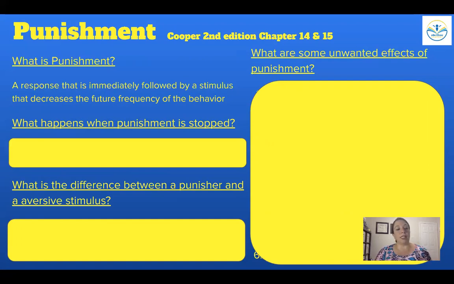So punishment is a response that is immediately followed by a stimulus that decreases the future frequency of behavior. And that's big. It's always going to decrease the future frequency of a behavior, not increase it, because if we increase, what is it?